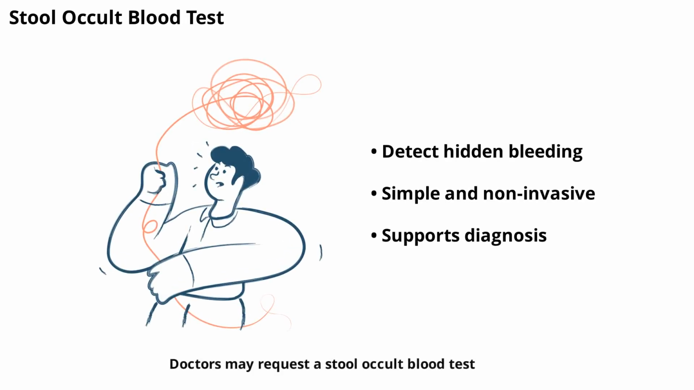Doctors may request a stool occult blood test to check for hidden blood in your stool, which can indicate bleeding from an ulcer. This simple test helps detect even small amounts of blood that aren't visible to the naked eye, providing another clue in the diagnostic puzzle.